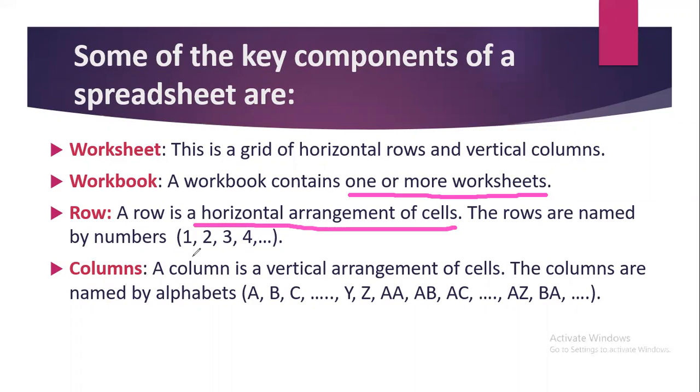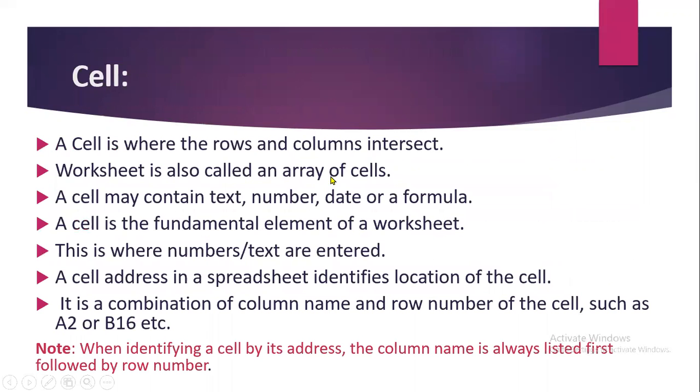The rows are named by numbers 1, 2, 3, 4. What is a column? A column is a vertical arrangement of cells. The columns are named by alphabets A, B, C, D, and so on. Fine. Then we have a cell. What is a cell? A cell is where a row and column intersect.